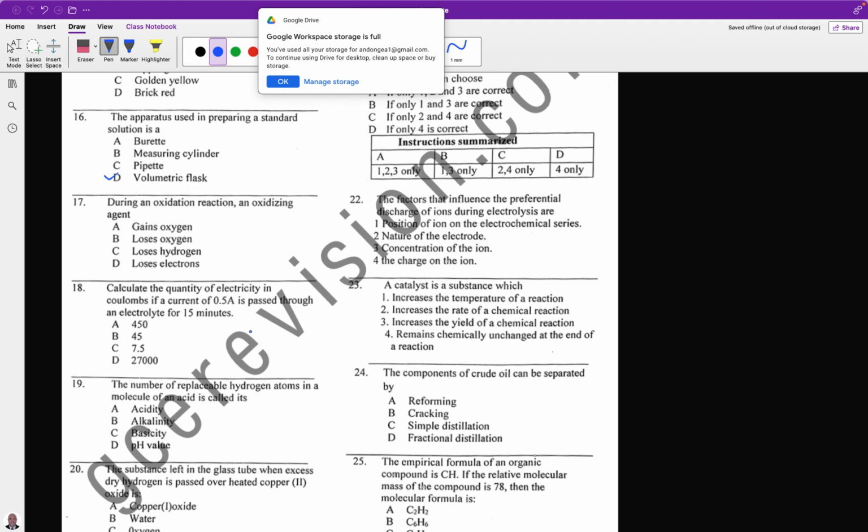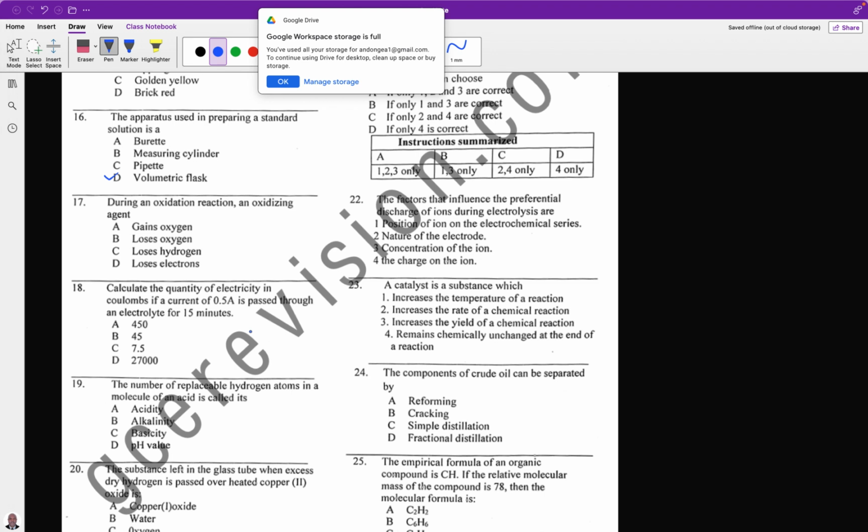Oxidation is loss of electron. Oxidizing agent is gain of electron or gain of hydrogen. In other words, loss of oxygen. Oxidation is addition of oxygen to a compound. Oxidizing agent is loss of oxygen.